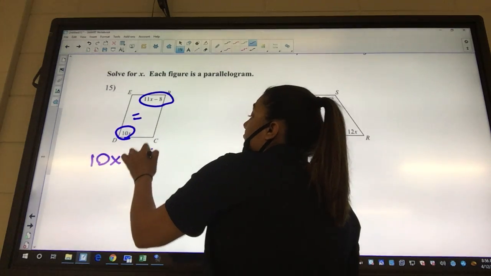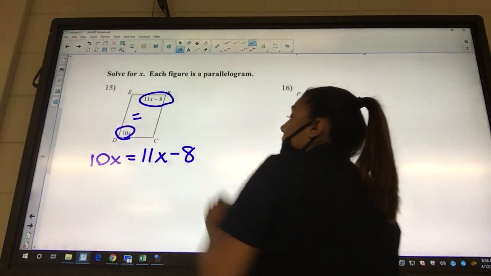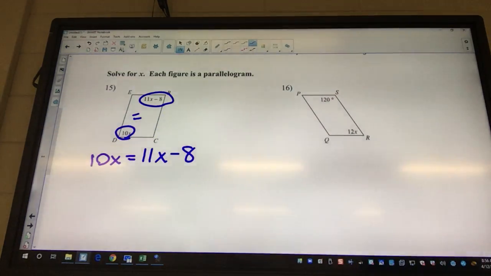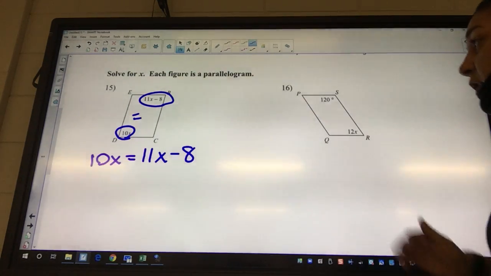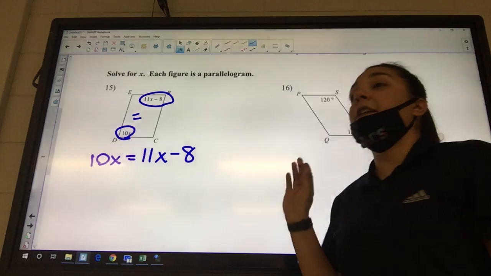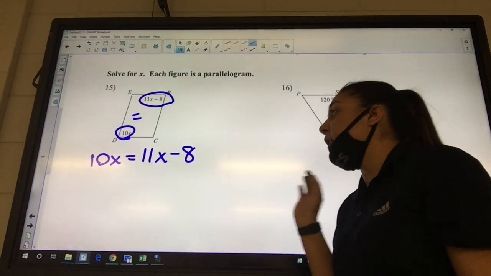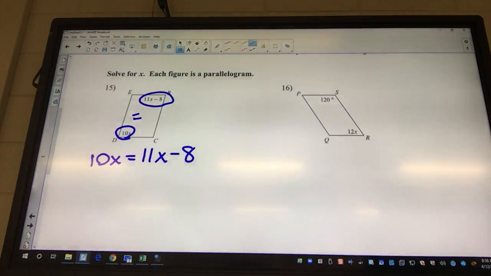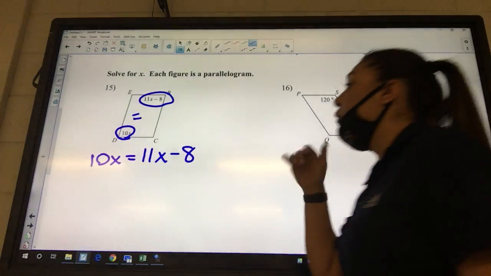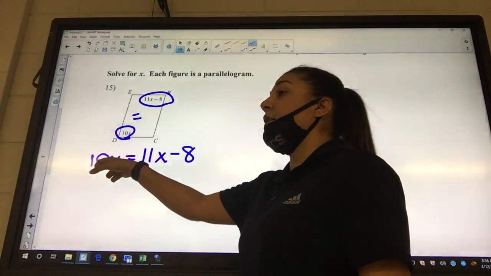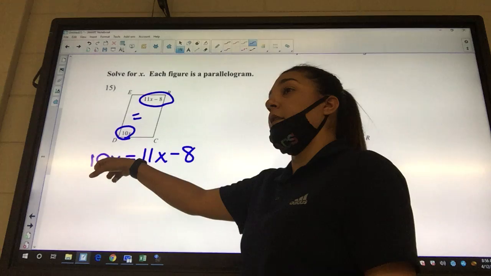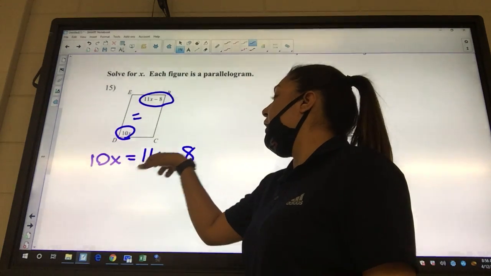10x equals 11x minus 8. Okay, because now there's variables on both sides. Okay, where do letters always go? To the left. Okay, so what needs moved? I got 10x equals 11x minus 8. Yeah, so something needs moved over. Okay, the 10x, is that on the left side already? Yeah. Okay, so now we move over the other side.